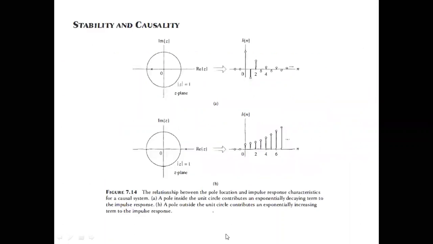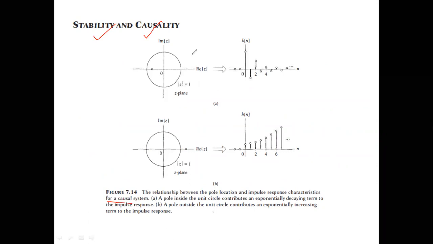Author says we can predict stability and causality from the transfer function. Now, do you buy this argument? Stability and causality with the transfer function. Author says, here is an equation, poles and zeros of a causal system. He's telling, okay, suppose the system is causal.